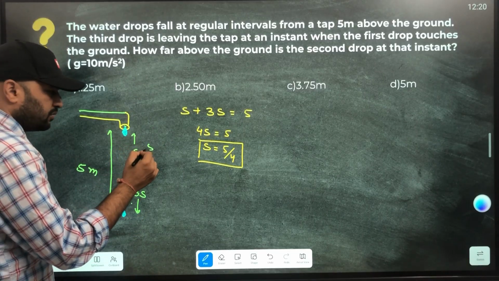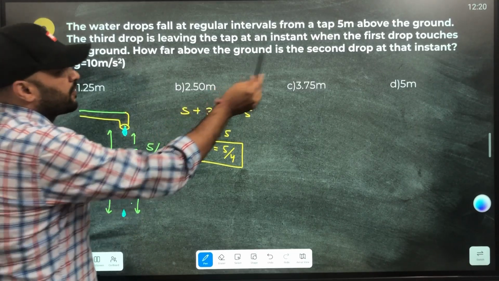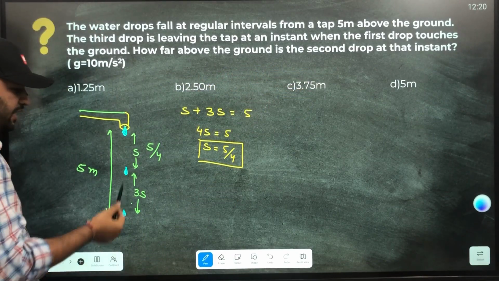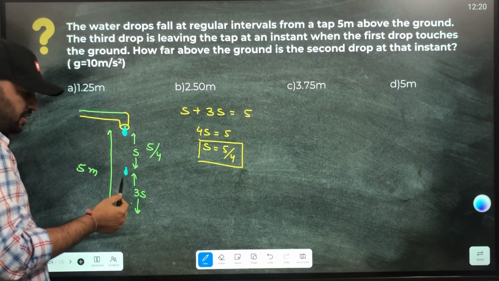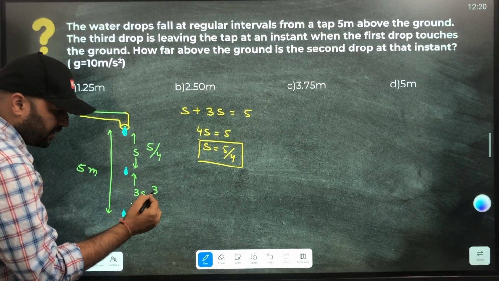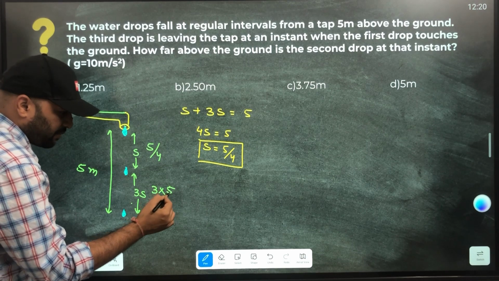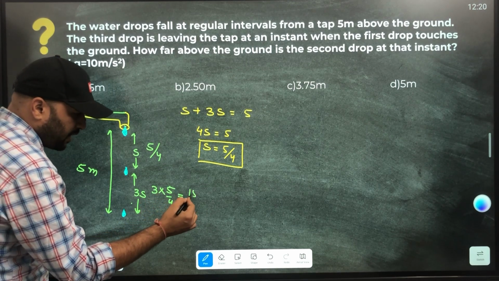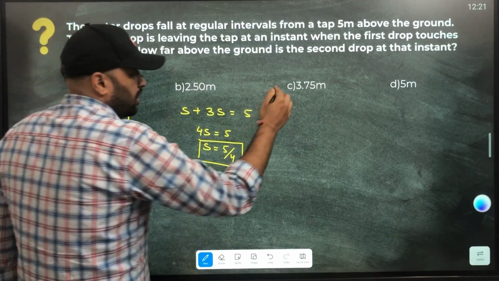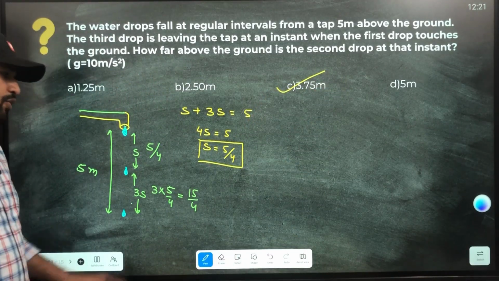But they are asking how far above the ground is the second drop at that instant. Second drop is at what distance from the ground? So this 5 by 4 is the top one. The low one will be 3 into s, 5 by 4. So that will be how much? 15 by 4. And this 15 by 4 is how much? That will be 3.75 meters. I hope this is clear.